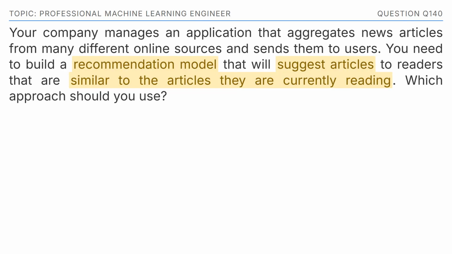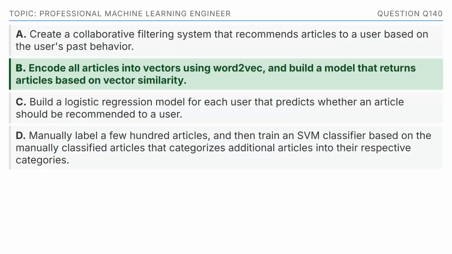To arrive at the correct answer, we focus on the keywords: recommendation model, suggest articles similar to the articles they are currently reading. The correct answer is option B, encode all articles into vectors using Word2Vec, and build a model that returns articles based on vector similarity.